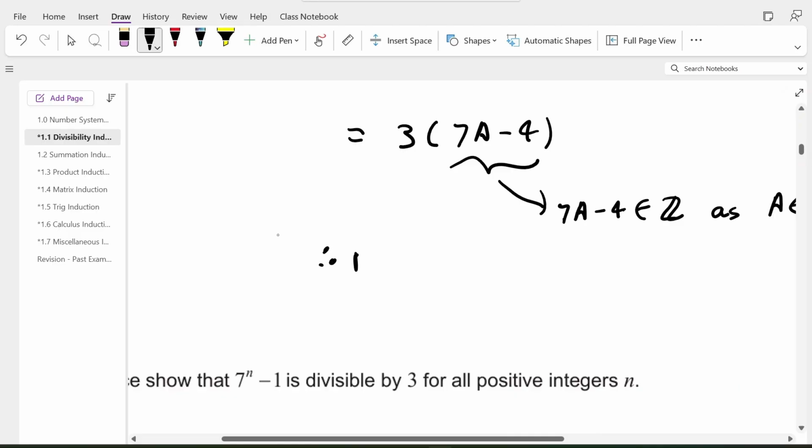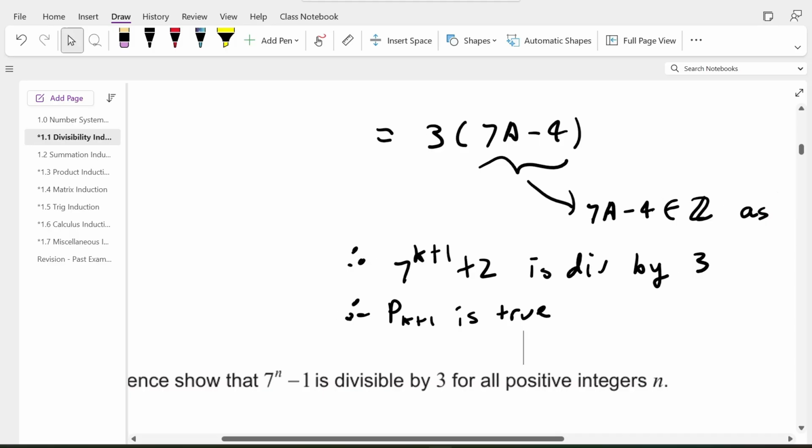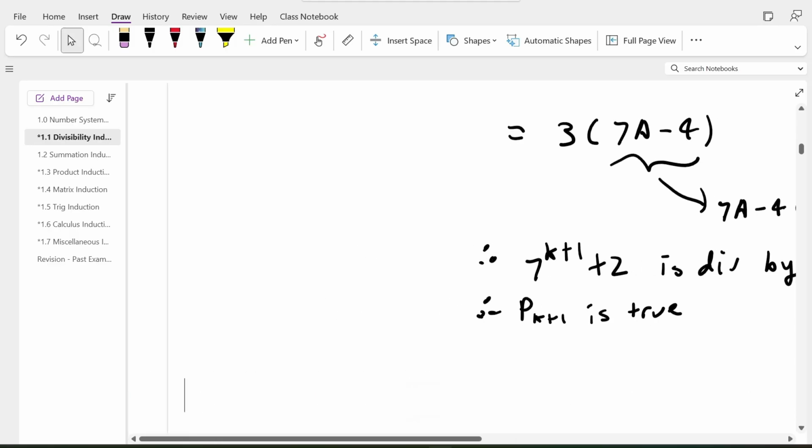P(k). Well, therefore, and we can actually say the statement here, 7 to the k plus 1 plus 2 is divisible by 3. Therefore, P(k plus 1) is true. Okay, so we've done that. Now we've actually done the induction proof because we've done all 3 steps.